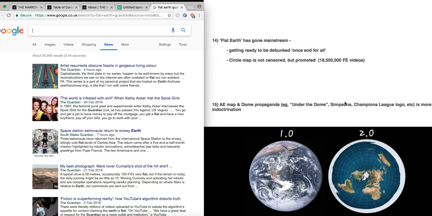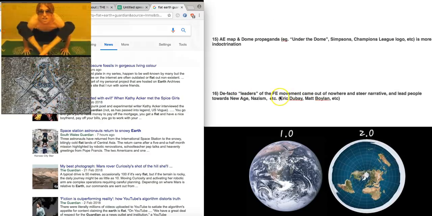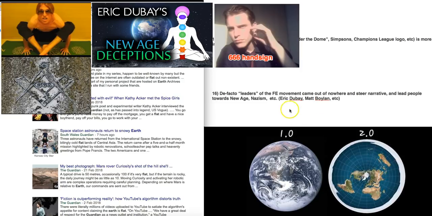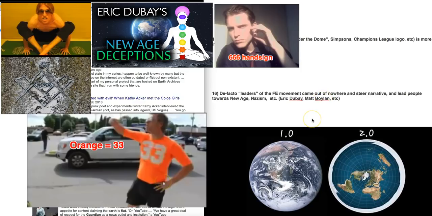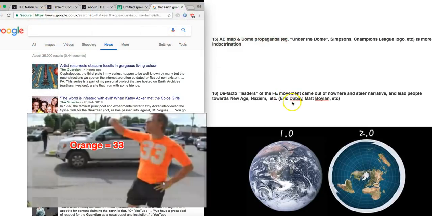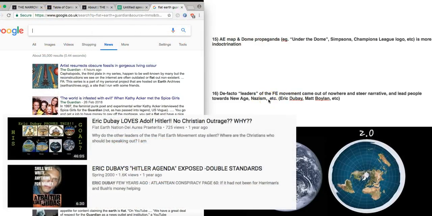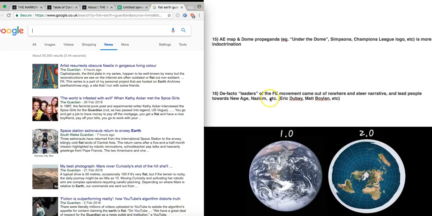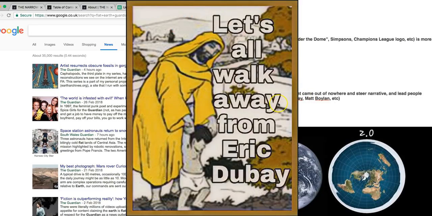Another element of this is, I'll jump to number 16 here. You have people like Eric Dubay attaching the flat Earth to the New Age movement, and people like Matt Boylan, from a Jesuit school. Eric Dubay on his website IFERS has a lot of propaganda about Hitler being a good guy. What we're told about World War II obviously isn't true. There's a lot of lies there. But what they've done is essentially attach Hitler lovers to the flat Earth, so that it's very easy for someone like Neil deGrasse Tyson or Bill Nye to pair Nazism with flat Earth.